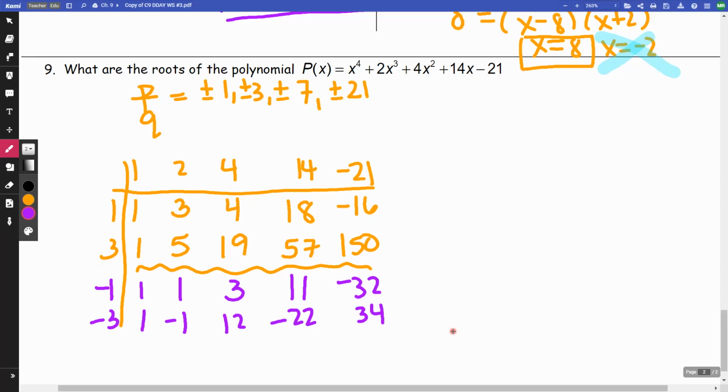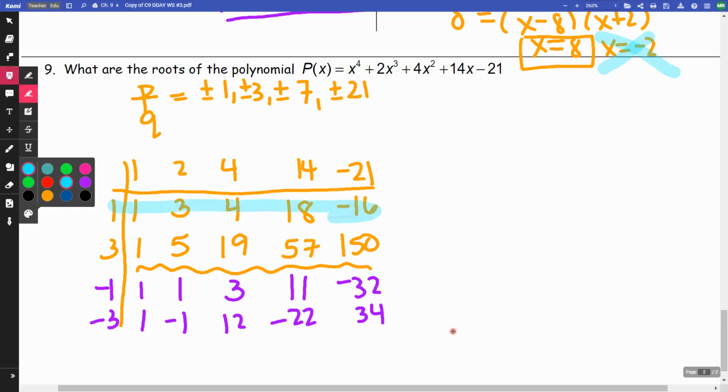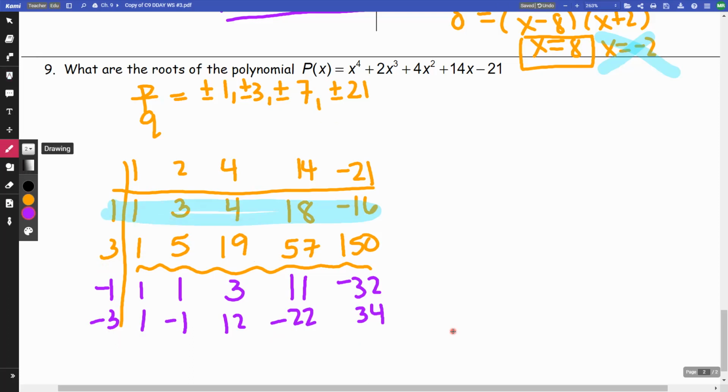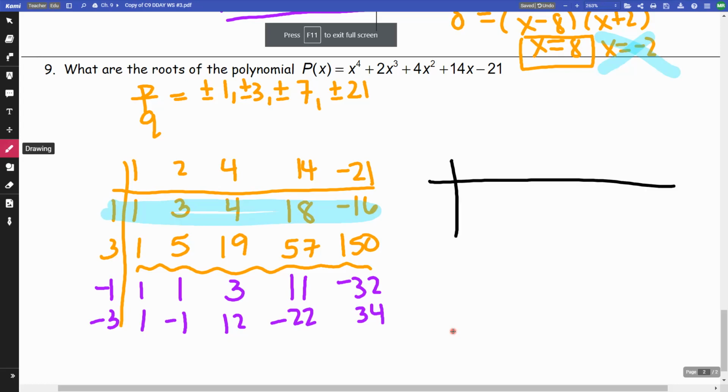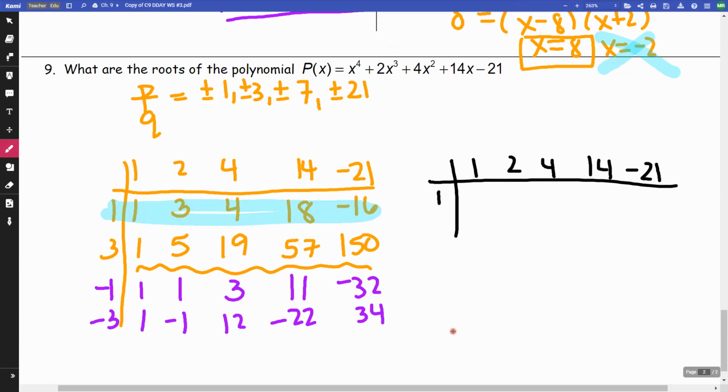So -7, -21. So then I'm like, wait, something's wrong. And I went back and I was looking at this situation right here. And I did make a mistake here. So let me redo my math. I'll do it next to it. So we had a 1, a 2, a 4, a 14, and a -21. Okay, so I bring down my 1. And this is where I started to make my mistake.